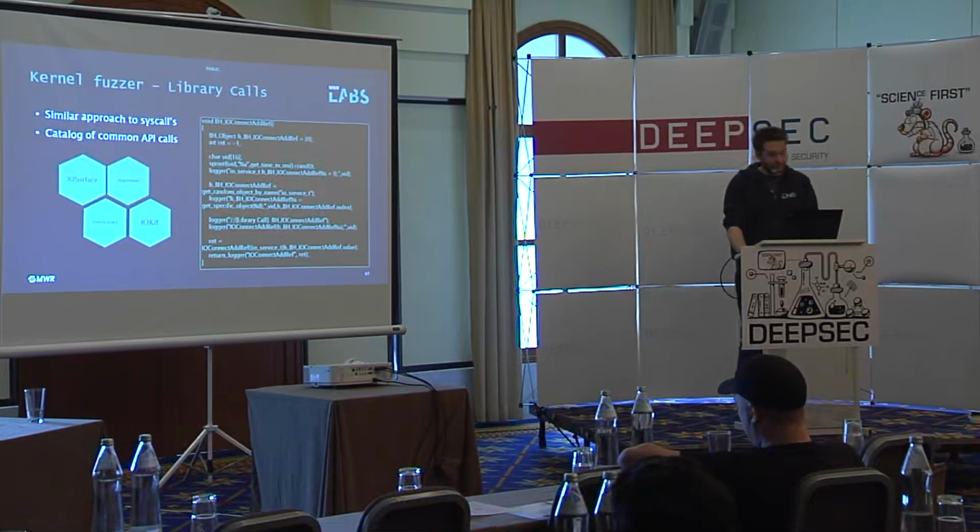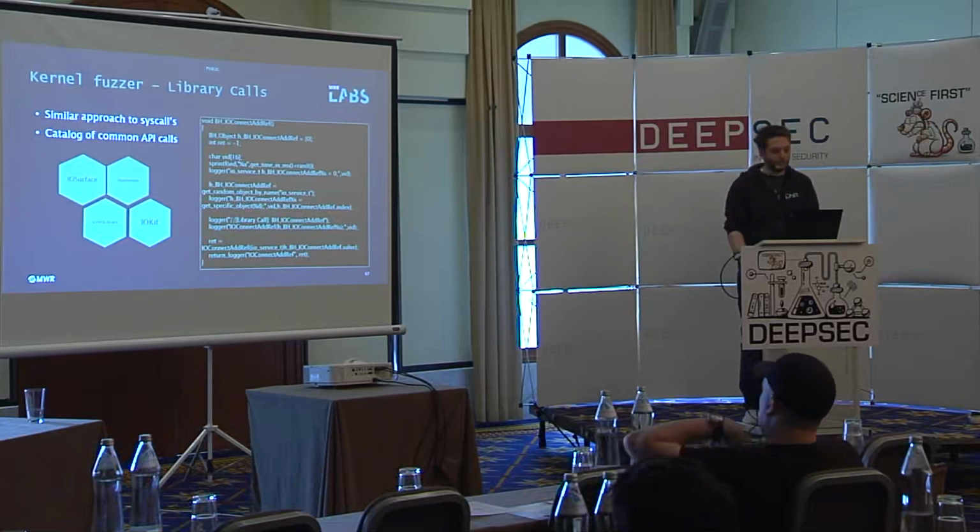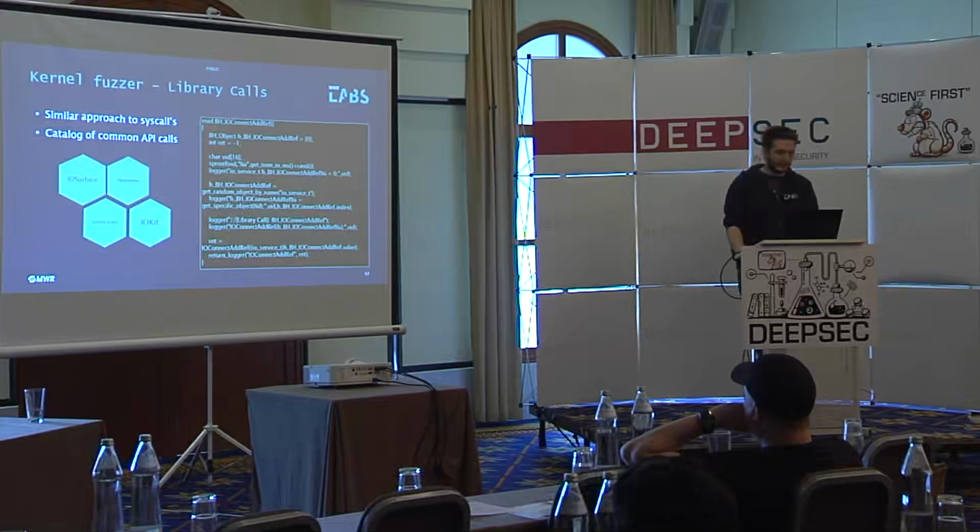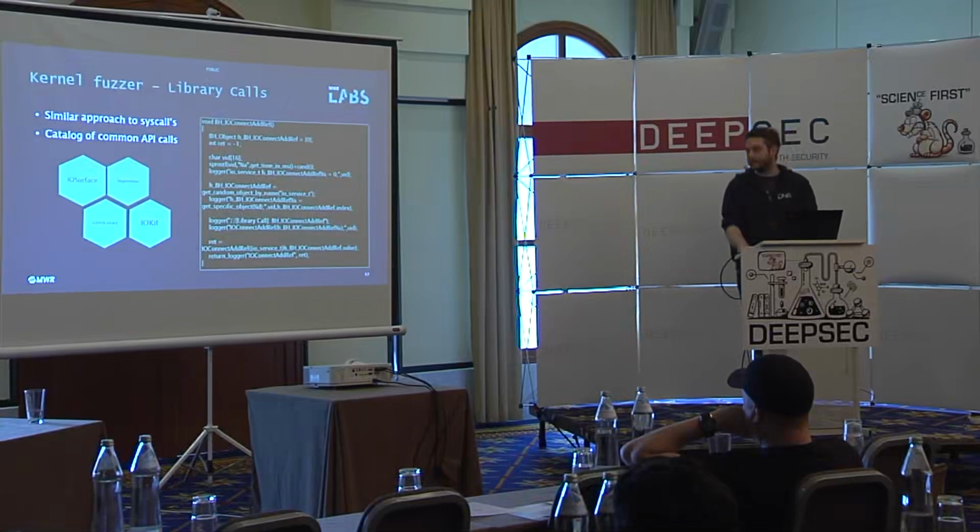The other thing we have in the fuzzer is a whole bunch of what we call library calls, which are essentially a catalog of common API calls. Again, it's a very similar approach to the syscall fuzzing, and we've implemented API calls for IOService, Hypervisor, IOHIDLibrary, and IOKit. This is an example where it's using the object database to get an io_service_t object out before calling IOConnectAddRef.